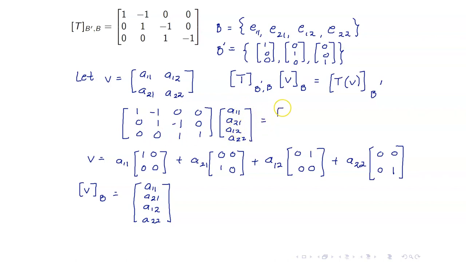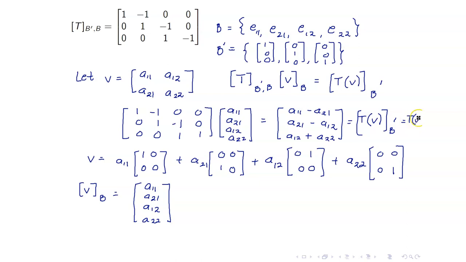When we multiply this, we get A11 minus A21. Second row times this is A21 minus A12. And lastly, third row is A12 plus A22. This is the coordinate vector of T of V with respect to B prime. But then again, B prime is just the standard basis. So this is already your T of V. So hence, T maps a 2x2 matrix to this column matrix.